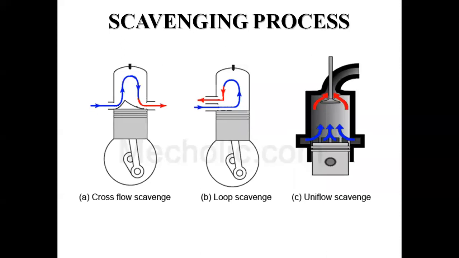a two-stroke SI or a CI engine. The reason is very simple: in a two-stroke SI or CI engine we have inlet and outlet ports, whereas we have valves in the case of a four-stroke SI or CI engine.